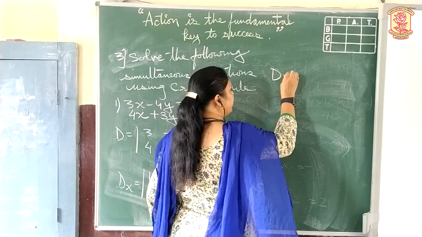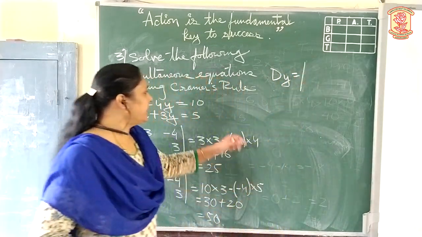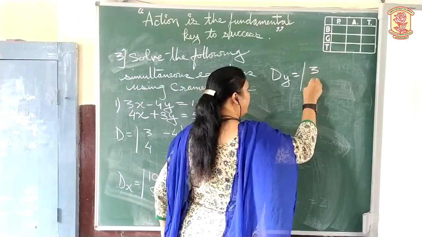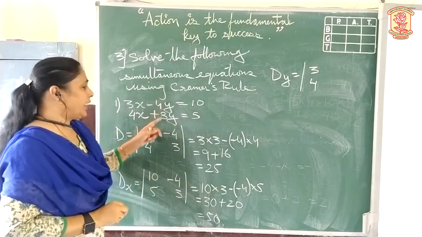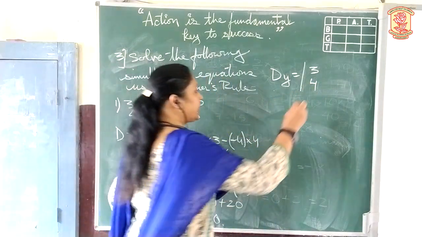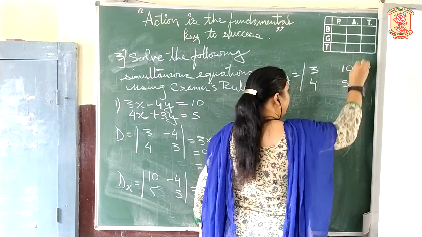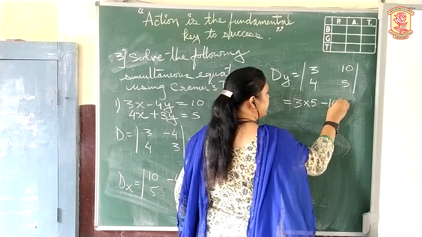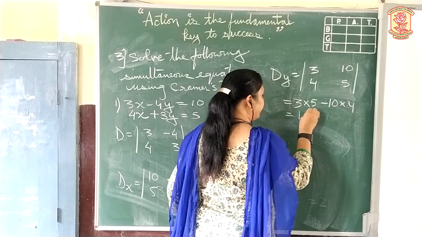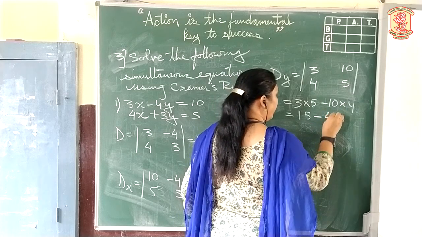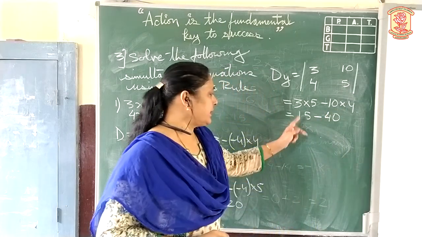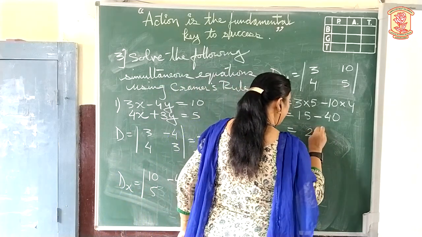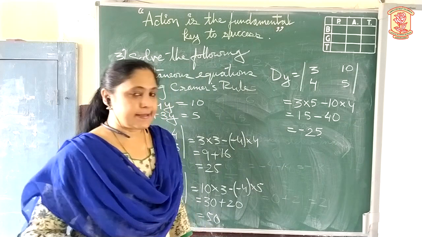We'll calculate the determinant for y. When we are writing the determinant for y, the coefficient of x as it is, that is 3, 4, and in place of the coefficients of y, we write C1, C2, that is 10 and 5. So cross multiply, we get 3 into 5 minus 10 into 4. 3 5s are 15 minus 10 4s are 40. So 40 minus 15, that is 25, and bigger number sign, that's minus.